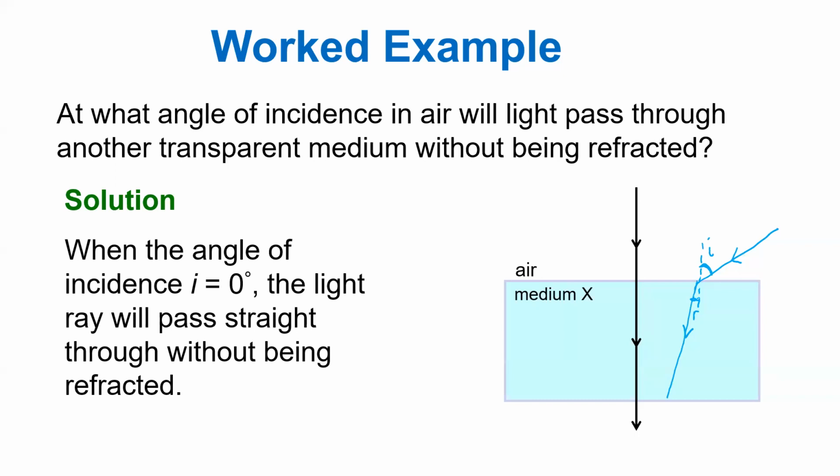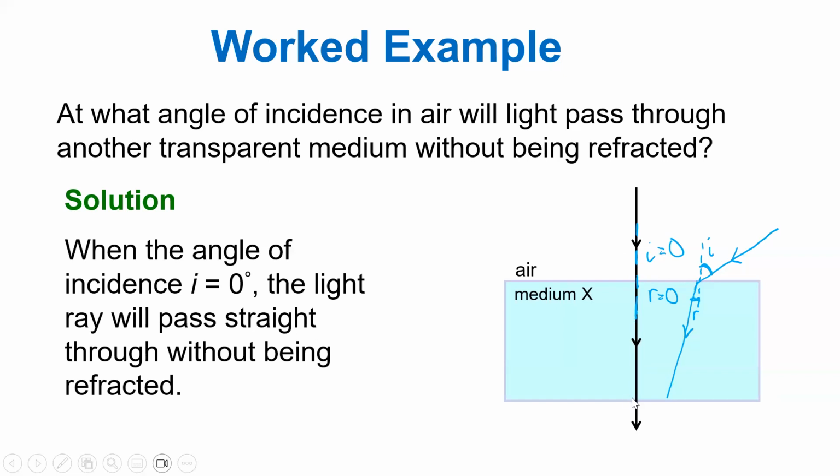When I have I, I will have R. But in this case, the black line that you have seen, my normal is also along this black line over here. So I will say that my I is 0, R will also be 0. Okay, the light ray will enter and slow down in medium X. But because the angle is 0, the entire light ray slows down at the same time. So the light ray doesn't get bent. It will just pass through straight.